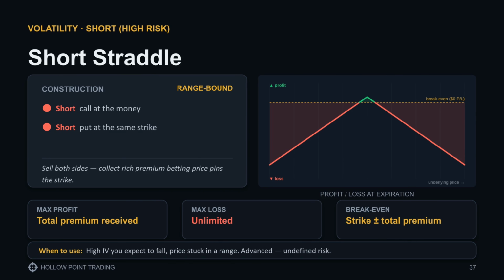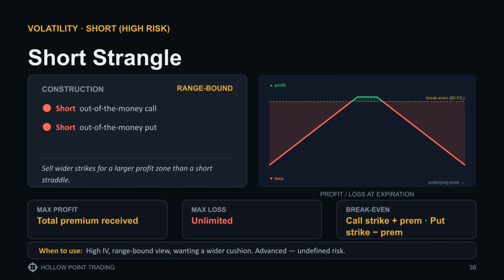You collect a large premium, hoping the stock pins the strike, but you face potentially unlimited risk if the market moves violently. A short strangle is the wider, slightly safer alternative to the short straddle. By selling out-of-the-money options, you widen your profit zone at the cost of collecting less premium up front.